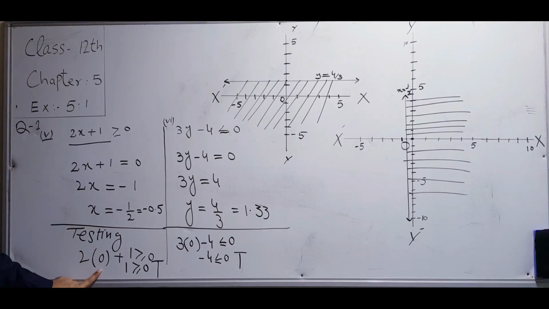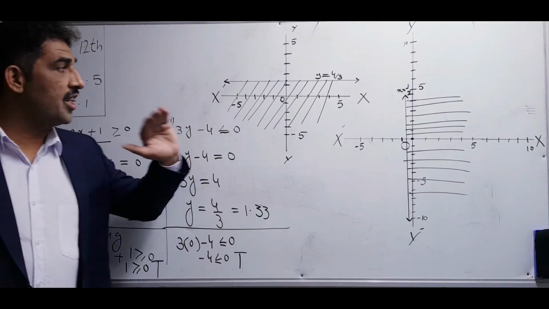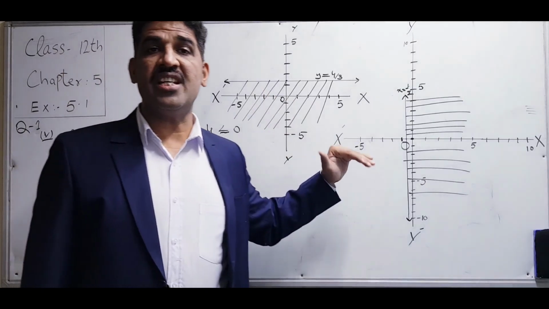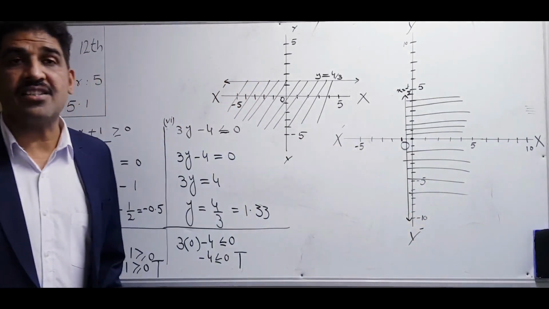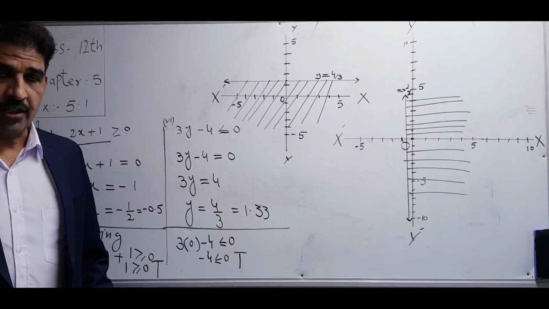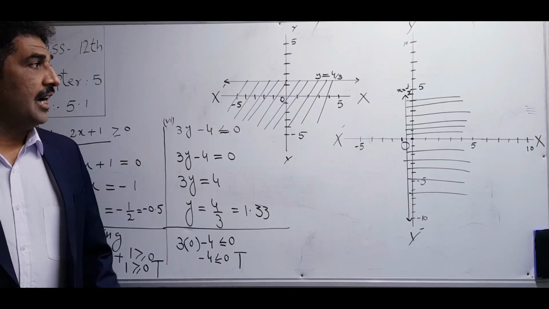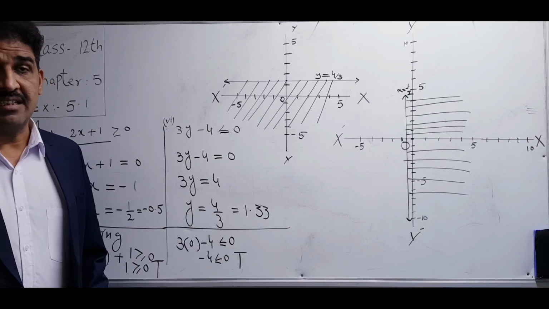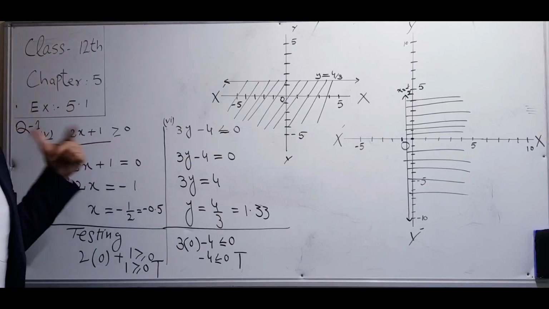Put the value of the origin. If the condition is true, shade the origin side. If the condition is false, then shade the other side of the origin. Is that clear? Good. Now in the next topic I will explain what to do if two variables arise in an inequality, and how to solve it.